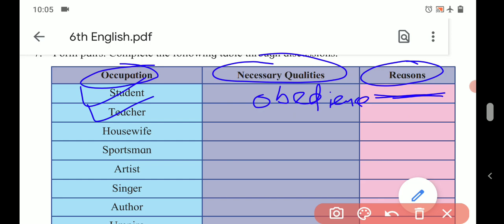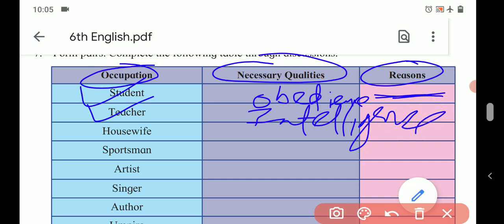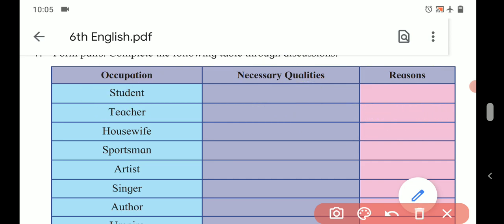Then the teacher should be friendly with students, and the teacher should be understanding. There are many things, but if you think of the most important quality, that is intelligence. A teacher must have intelligence. Why is it so? Simply to teach the students, right? If he or she has good intelligence, he or she can teach the students well. The teacher must also understand the students.